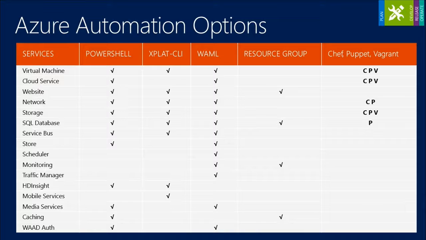And then finally, last but not least, we have integration with and good partnerships with Chef and Puppet, as well as Vagrant, where if you want to deploy, let's say VMs, cloud services, and storage, you've got some options there to where directly from those open source tools you can deploy to Azure infrastructure.